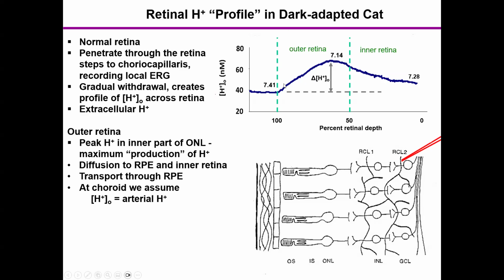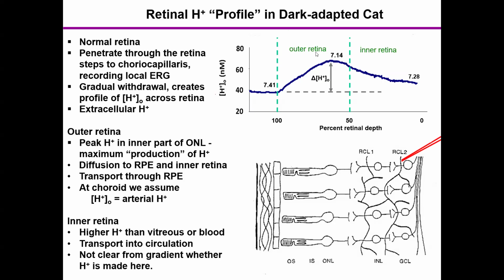and we anchor these profiles by assuming that the pH we record with microelectrode is equal to arterial pH at the choroid, which is a pretty good assumption. In the inner retina, as you can see, the hydrogen ion concentration is higher than it is in the vitreous or in the circulation.